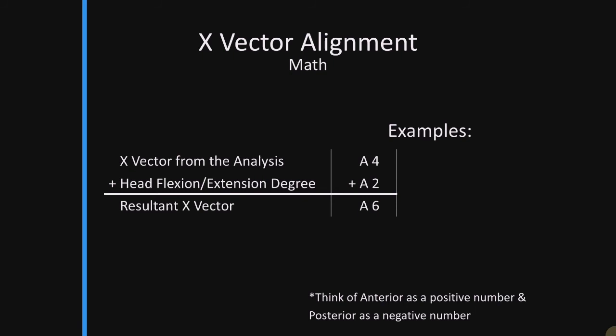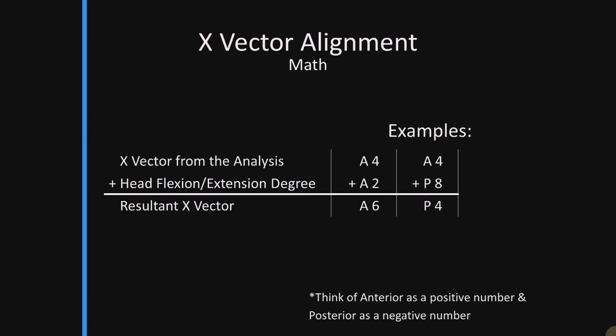In consideration of how we apply this concept, if our X-ray analysis told us that our x vector was anterior 4, and the patient was positioned in their side-lying posture at an anterior 2, then anterior 4 degrees from an anterior 2 starting point would have us set the instrument's x setting at anterior 6.